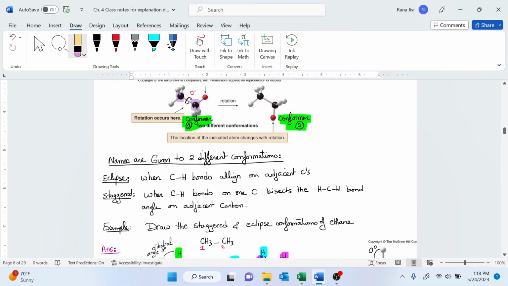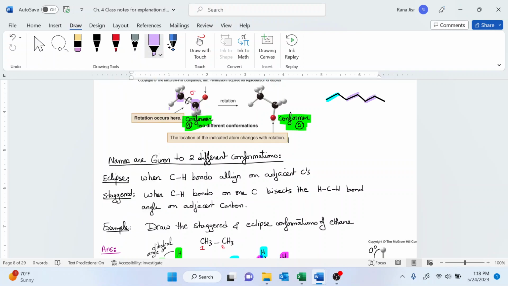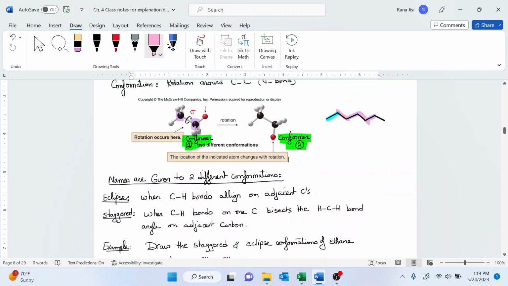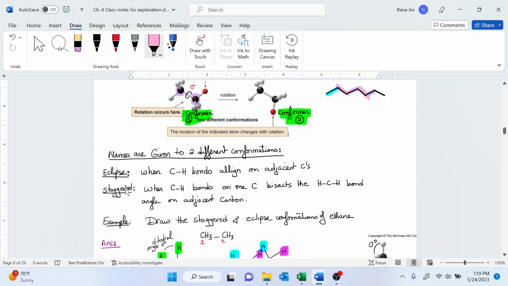There are two different types of conformations around a carbon single bond carbon. So again, conformation is whenever you rotate around two carbons. No matter how long your chain is, let's say I have a chain with X number of carbons, all you need to do is pick two carbons, any two carbons, and do the rotation around them. When you do the rotation, you end up getting two different types of conformations: the eclipsed and the staggered.